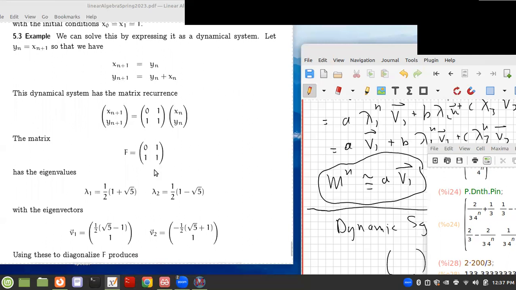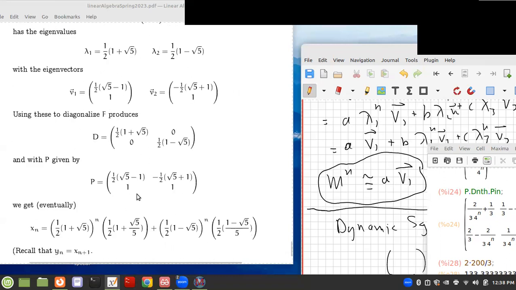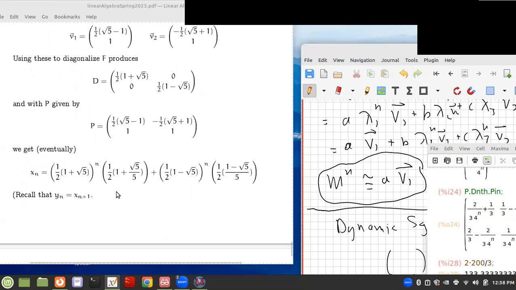And then this matrix, the Fibonacci matrix, has the eigenvalues 1/2 (1 plus the square root of 5) and 1/2 (1 minus the square root of 5). And here are the eigenvectors. So you can write the diagonal entries, you can write P. And if you go P to the inverse and do everything out, you get this formula for the nth Fibonacci number. It's a complicated formula, but in there is that golden ratio, something like 1 plus the square root of 5. Anyway, the point is you can get a closed form solution for the Fibonacci numbers.